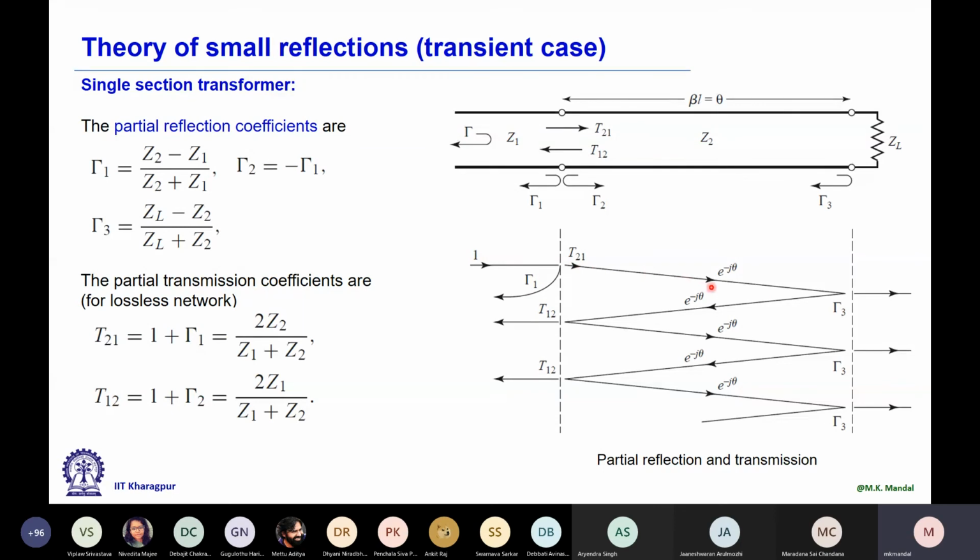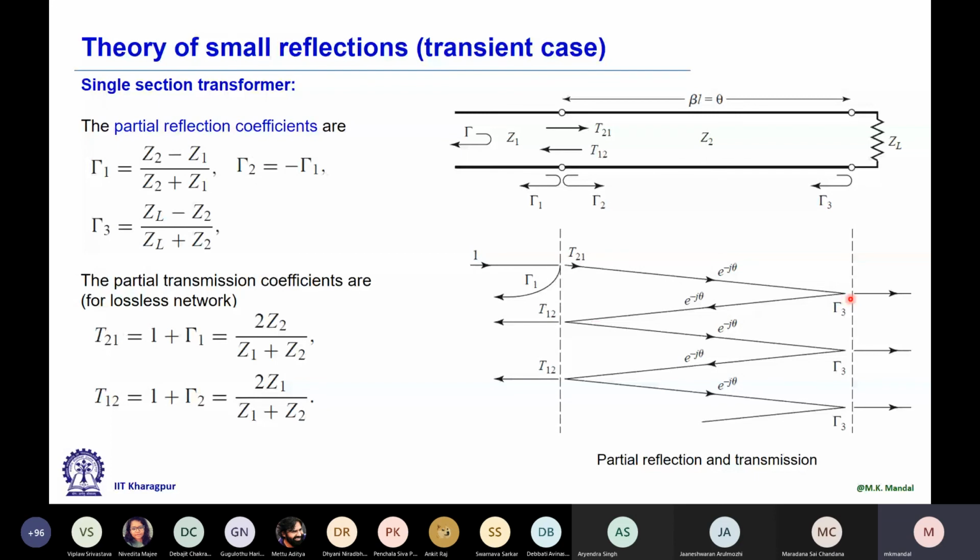Now it propagates through Z2. As it propagates forward, we have only phase delay. As we learned for lossless network, we don't have attenuation. Now at the second junction, when it reaches, it now senses ZL, and again a part is reflected back towards the source and a part is absorbed. The part which is coming back from this junction is represented by partial reflection coefficient gamma 3.